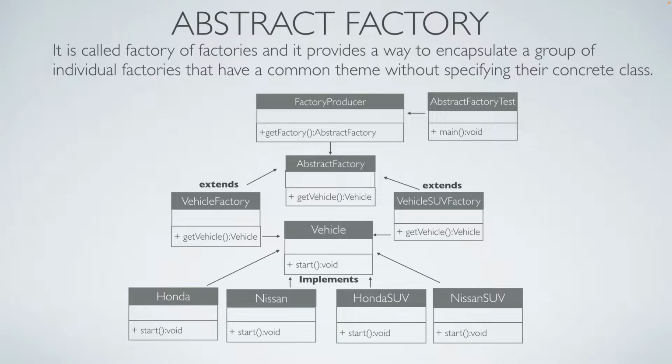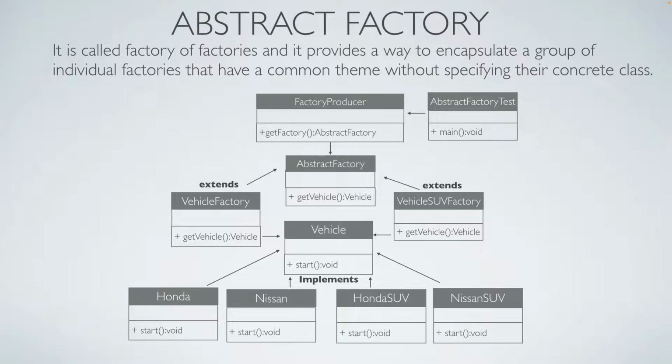If you have seen my previous video where I talked about the factory method, we created a vehicle factory which was used to create multiple objects of Honda and Nissan. In this session, we would be extending that factory method to abstract factory, where we would create one more factory called vehicle SUV factory, and we would use both vehicle factory and vehicle SUV factory in the factory producer to produce a corresponding factory based on the parameter that we pass.